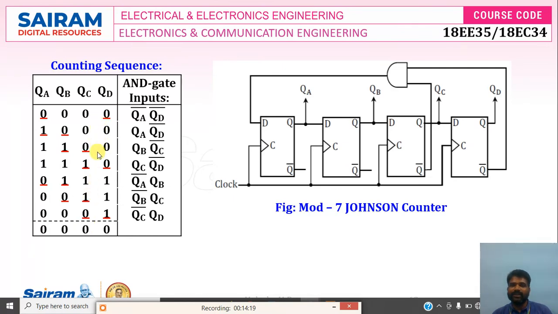See, now there are 7 states, only 7 states are there. Clear, no? So we need to identify them based on the question.